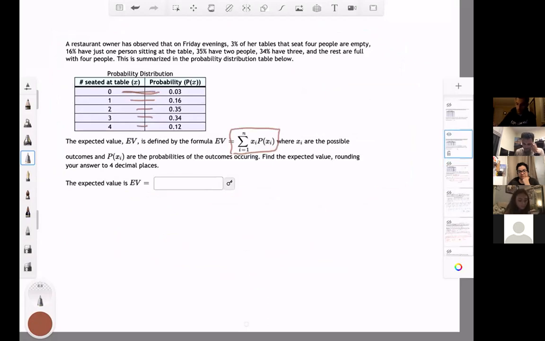I would like you guys to multiply. 0 multiplied by that is going to go away. 1 times 0.16. So in your graphing calculator, you can say 1 times 0.16 plus 2 times 0.35 plus, you can do that.